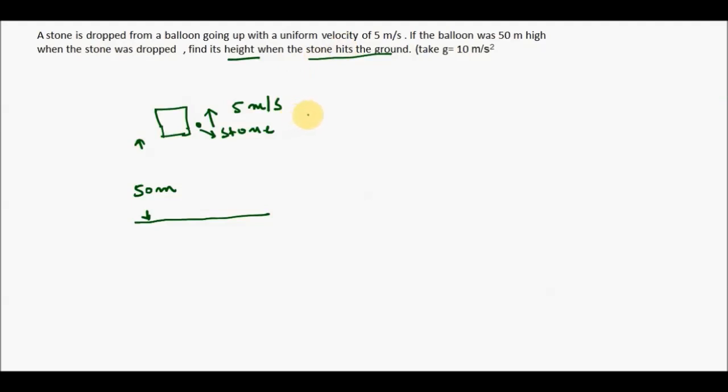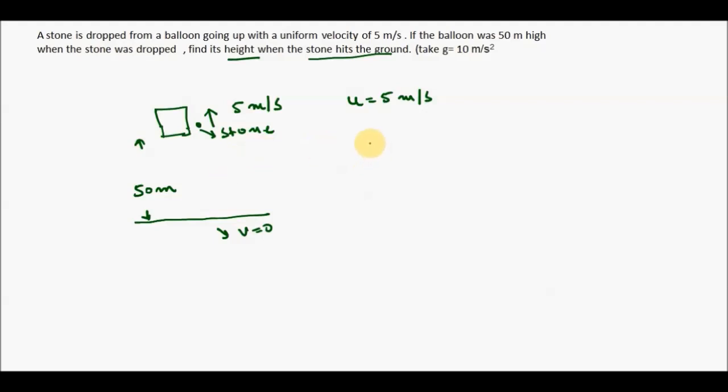So let's calculate the time in which the stone will finally hit the ground. Now if I assume that the initial velocity of the stone is 5 meters per second, let me calculate the time, and its final velocity will be actually equal to 0 because at ground it will finally come to rest. So let me calculate the time in which it has finally reached the ground.